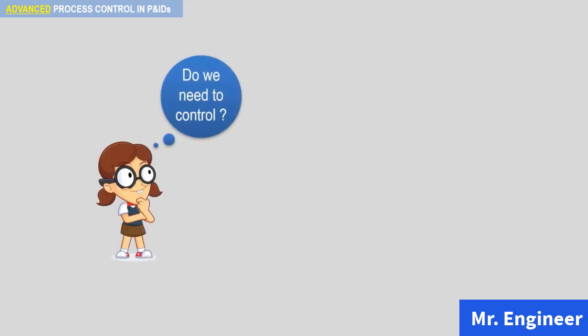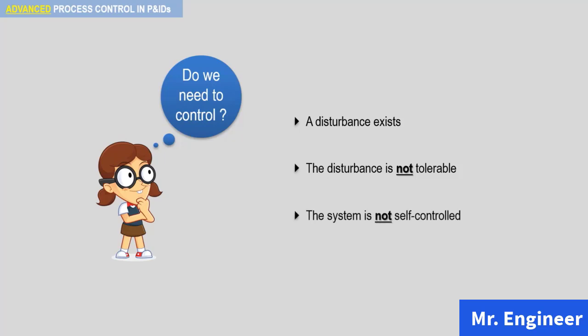At the beginning of this section, we should ask ourselves the following question. Do we need to control a system at all? Actually, we need to control a piece of equipment when a disturbance exists, the disturbance is not tolerable, and when the system is not self-controlled. These requirements force us to put control on most equipment.